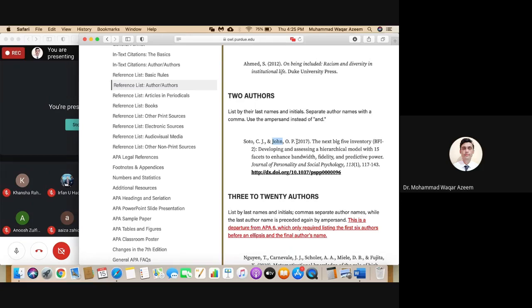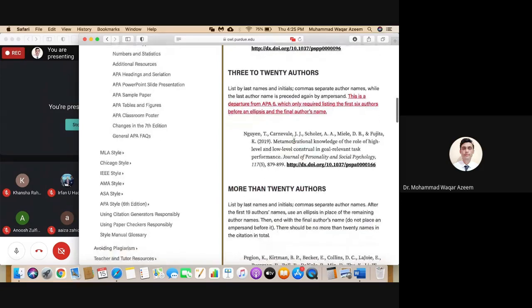Okay. Now, after that, a different piece of information starts. What does it mean? It means this is the last author for this particular resource. Because this is the last author, we should put this ampersand symbol before it as well. All right. So this is how we write two authors. Okay. There could be additional authors as well.